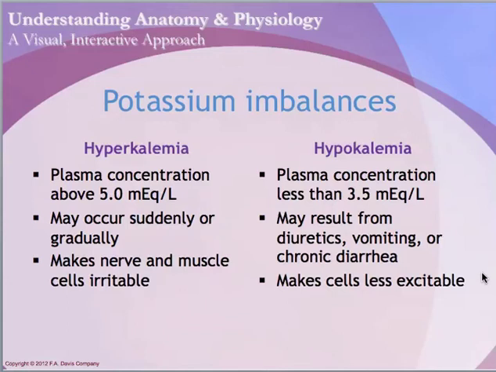Hypokalemia is a concentration less than 3.5, can result from diuretics, which get rid of too much potassium, too much vomiting, or chronic diarrhea, and it makes the cells less excitable. Potassium is really important because it can play a big role in cardiac arrhythmia. So too high or too low, and we can get some deadly cardiac arrhythmia. So we always want to make sure that people's potassiums are within an appropriate range.